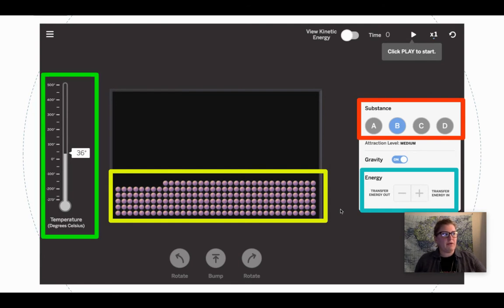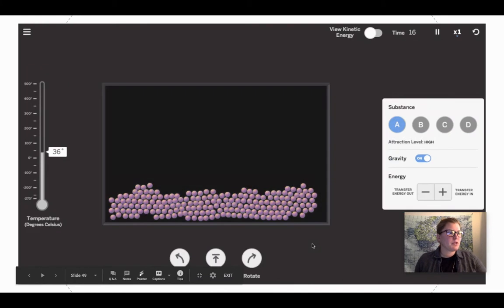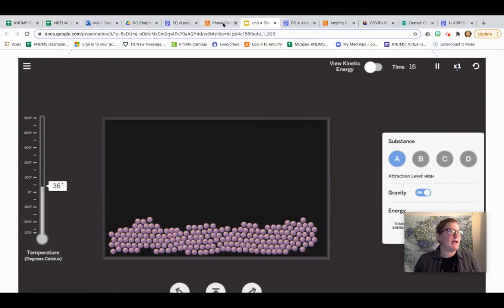If you do play around with it, you'll also notice that the temperature on the left-hand side will go up if you transfer energy into those molecules. You can also rotate, bump, and move these molecules around, but we're not really playing with that right now, so don't worry about that last part. So I'm going to show you how to work with substance A first.